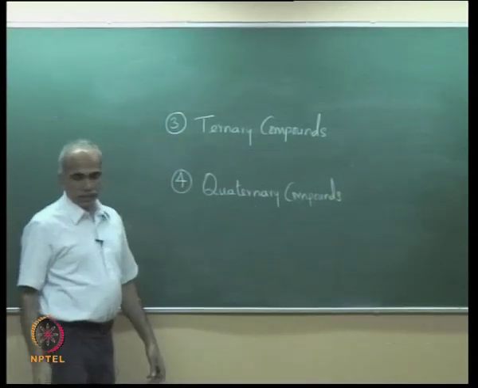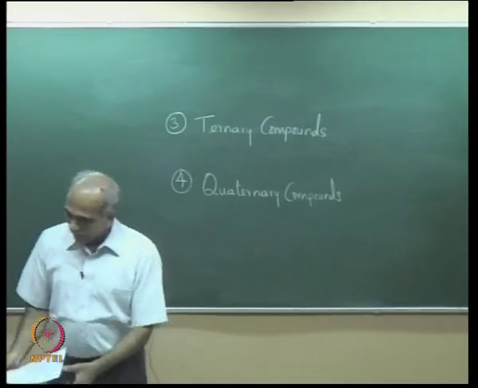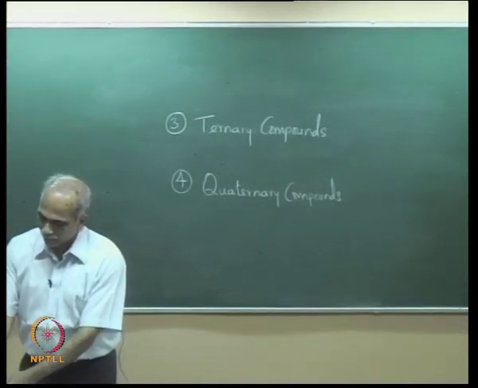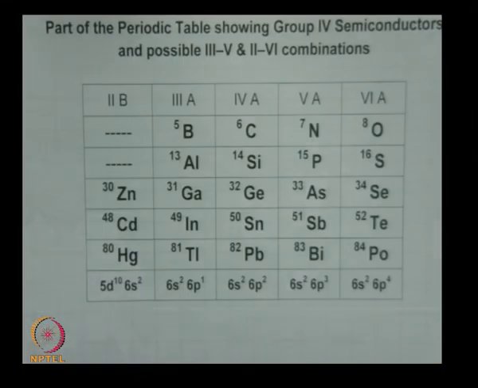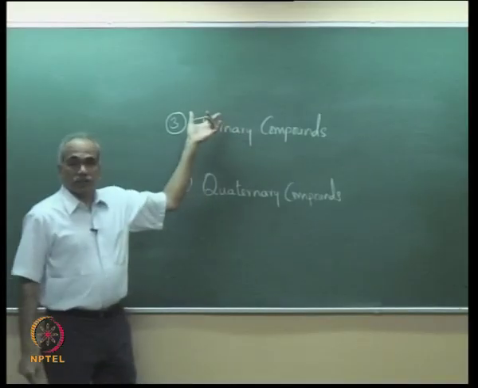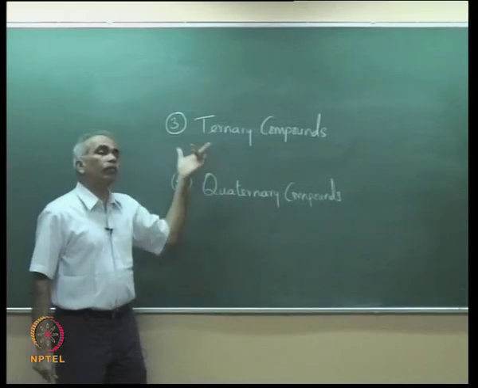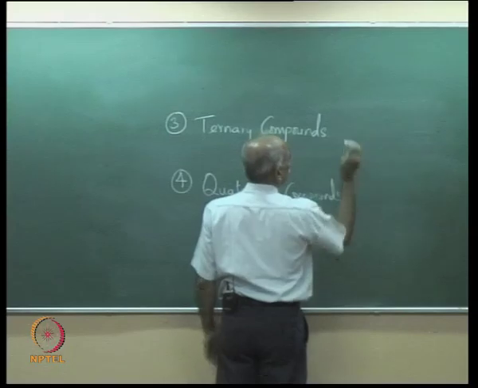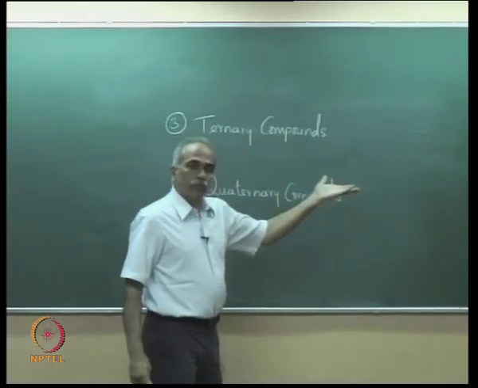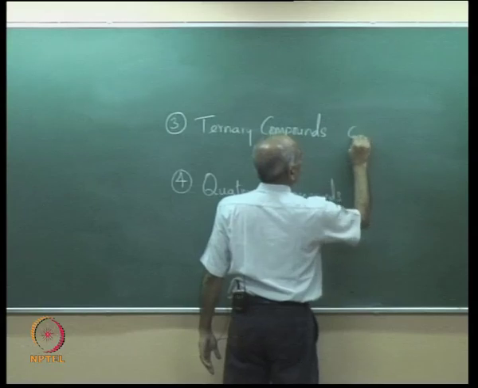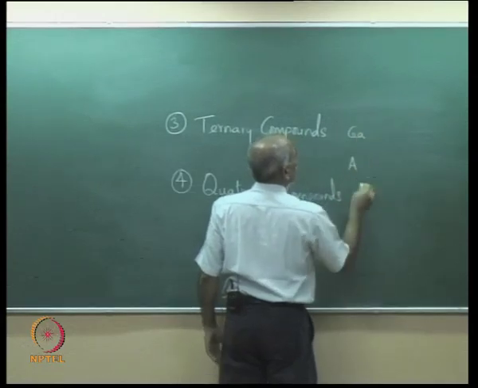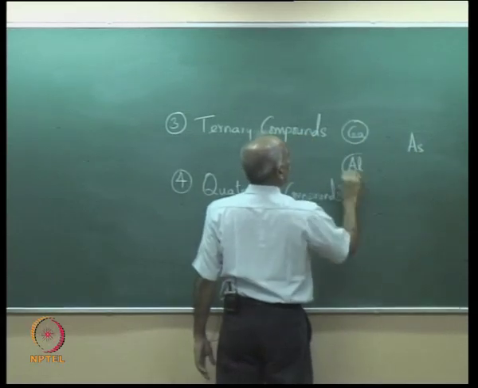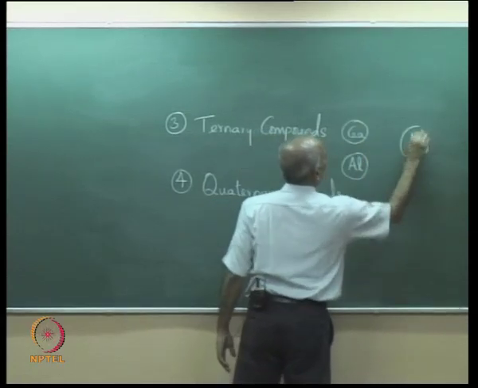Ternary and quaternary compound. So, let me put back the table of elements here. In ternary compound, as the name indicates, there are 3 elements, and in quaternary compound there are 4 elements. In ternary compound, we have 2 elements from group 3 and 1 from group 5. For example, gallium, aluminum and arsenide. So, from group 3 we have aluminum, gallium and arsenide.